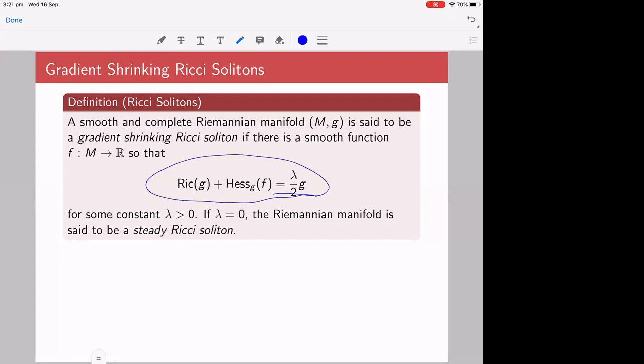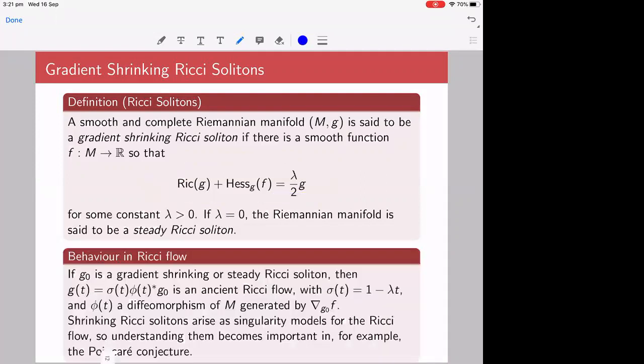Now, we call this soliton a shrinking soliton if lambda is strictly positive. On the other hand, if lambda equals 0, then we call it a steady Ricci soliton. So how exactly are these traveling wave solutions?